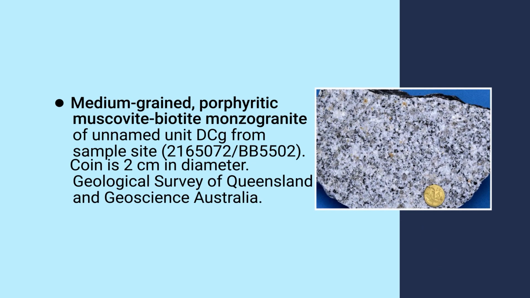This is one example of monzogranite. This is a medium grain porphyritic muscovite biotite monzogranite, where you can see these are the phenocrysts of feldspar in a groundmass consisting of quartz, muscovite and biotite. Here you can see that a coin has been placed, and this is usually done in geological fields as a mark of scale.